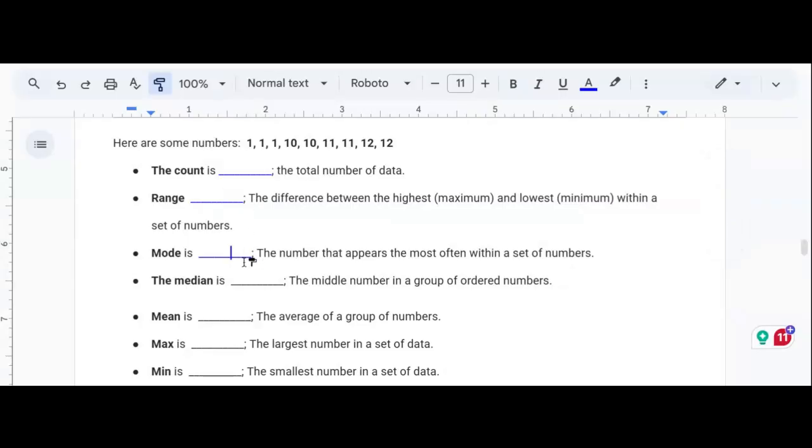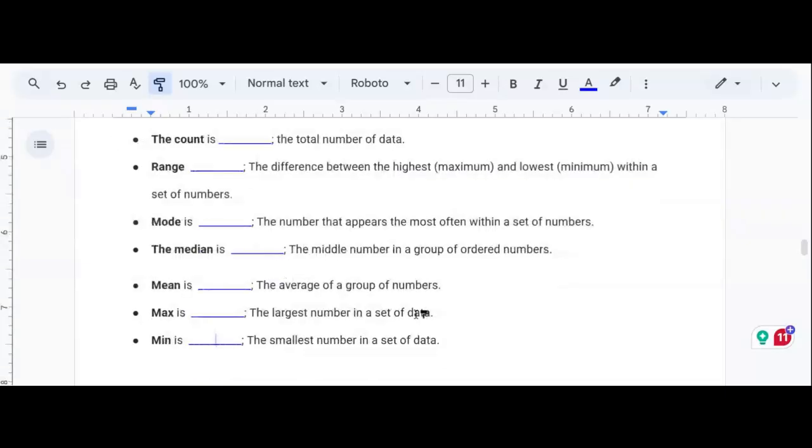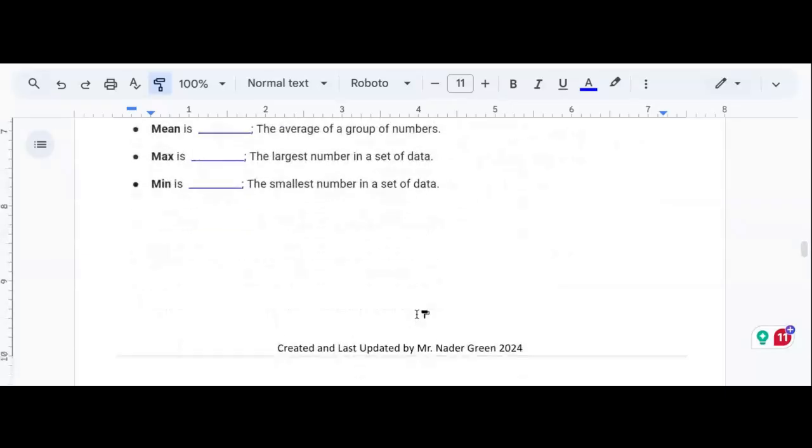11. Can you find the mode? 1. Can you find the median? 10. The median is 10. Are you sure? How come the range is 11? 12 minus 1. The mean. How can I get the mean? How do you get the max and min? The max is 12 and the minimum is 1. Finish? All right, so we are done.